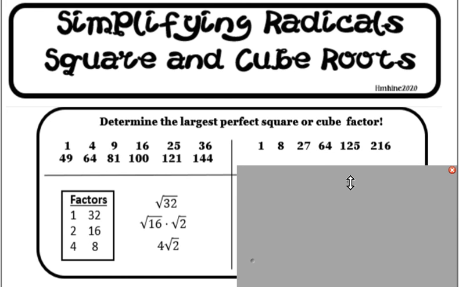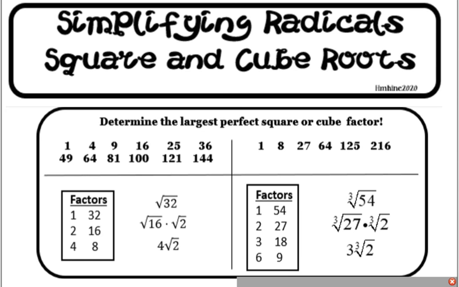Similar process with simplifying cube roots. So here we have the cube root of 54, and the factors of 54: 1 and 54, 2 and 27, 3 and 18, and 6 and 9. So what are these factors? The biggest perfect cube we have is 27.